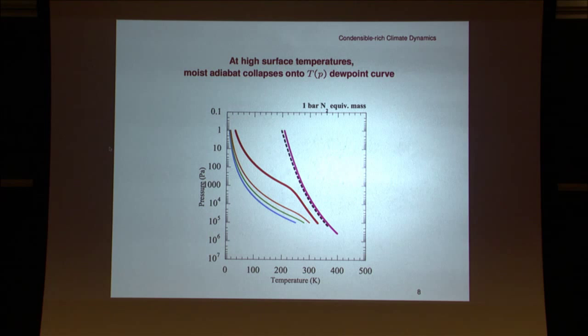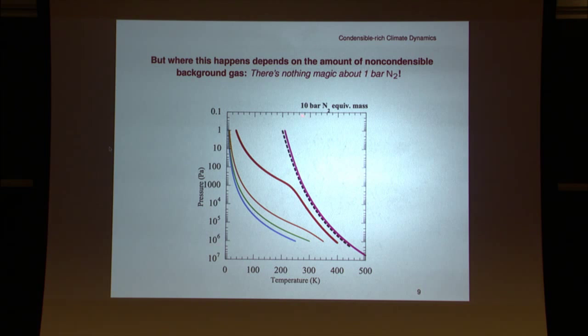The point at which you reach that strongly non-dilute behavior depends a lot on how much non-condensable background gas you have in the atmosphere. In this calculation, N2 is non-condensable. If you had 10 bars instead, you still get dilute-type behavior, where T is not collapsed onto the universal dew point curve until somewhere past 400 Kelvin surface temperature. And there's nothing magical about one bar.